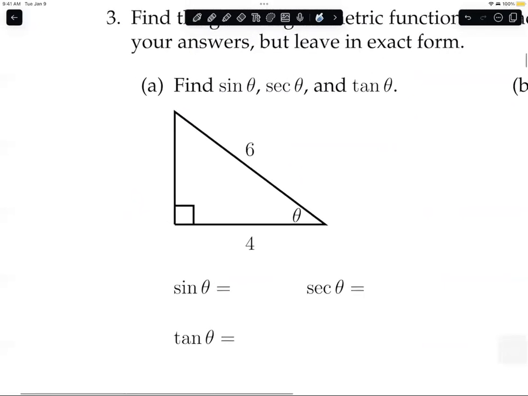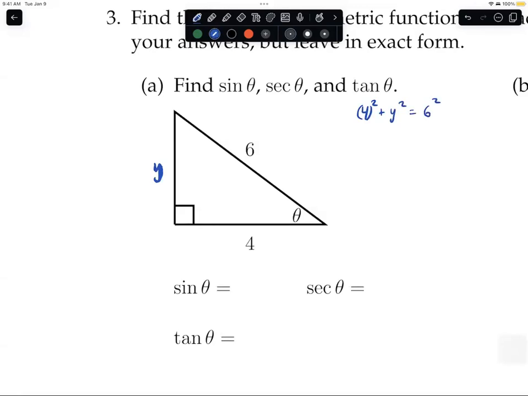for this one here, you have to find the unknown side length. So we can call it y. And we're going to do that using the Pythagorean theorem. So x squared plus y squared equals r squared. So that's 16 plus y squared equals 36. If we subtract 16 on both sides, then we get y squared equals 20. And then if we take the square root to solve for y, then we get y equals plus or minus. I'll just write it as plus or minus.